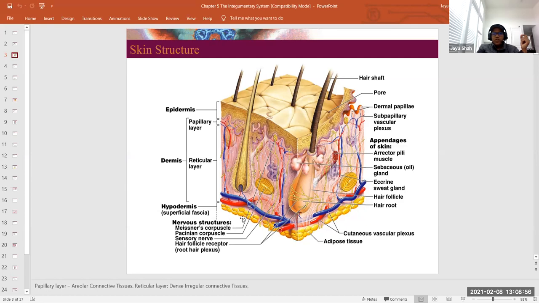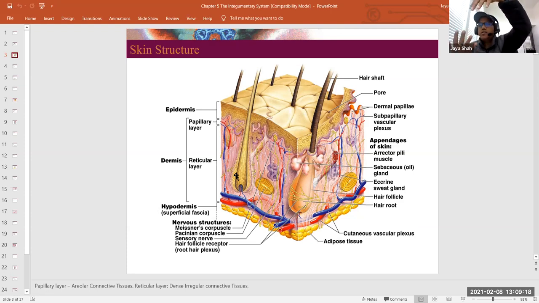And hypodermis is made up completely of connective tissue, which is adipose tissue, okay? And a lot of blood vessels. Now inside the dermis and epidermis.